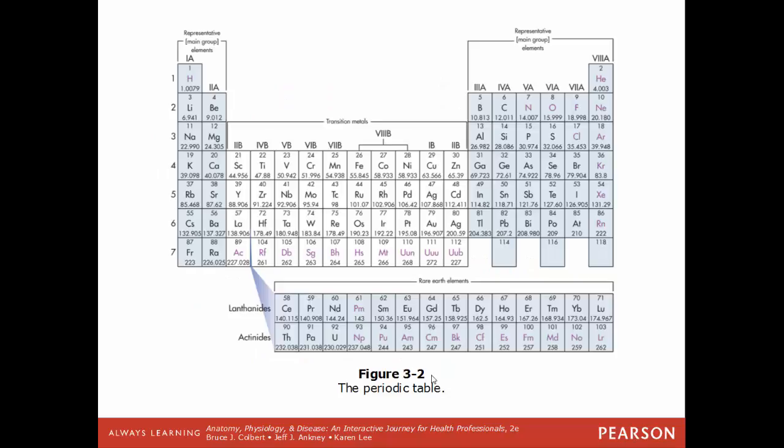All right, here's a standard picture of the periodic table of elements. And a lot of times you'll see it color coordinated based on the group or the properties of that grouping of elements.